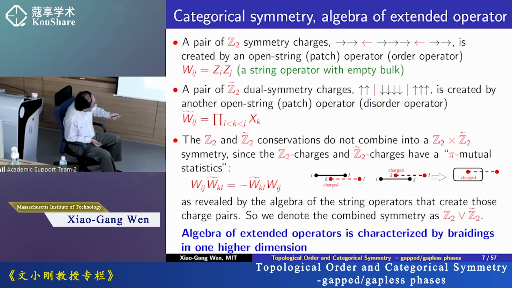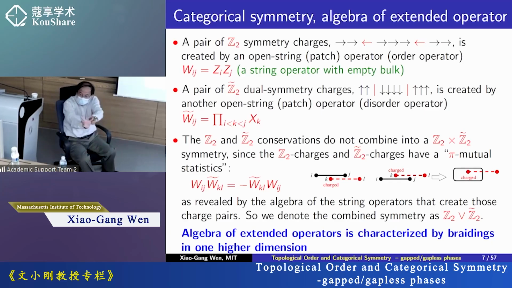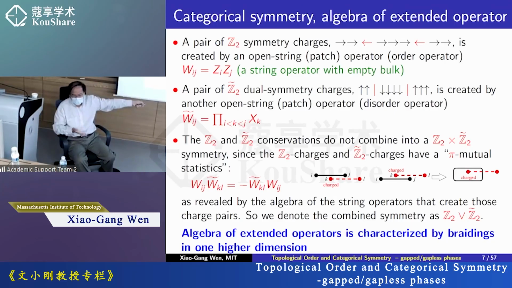Because of this non-trivial commutation relation for the charge pair operator, we say that's a V. That's what this V means. They are not independent. Usually when I have Z2 cross Z2, the charge pair creation operator does not have this non-trivial braiding. And let's call this a braiding. Yeah, that is the key.